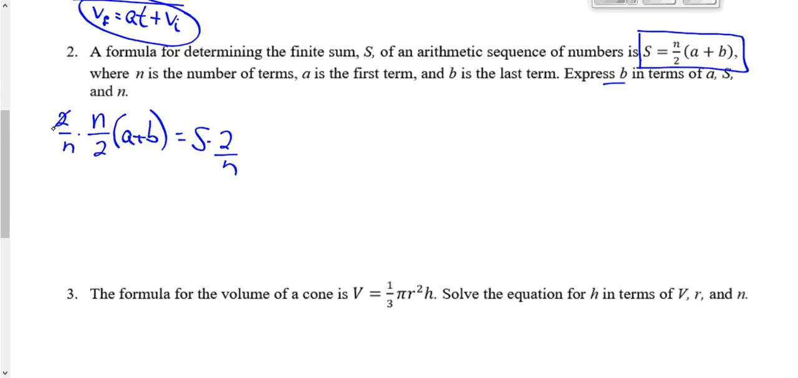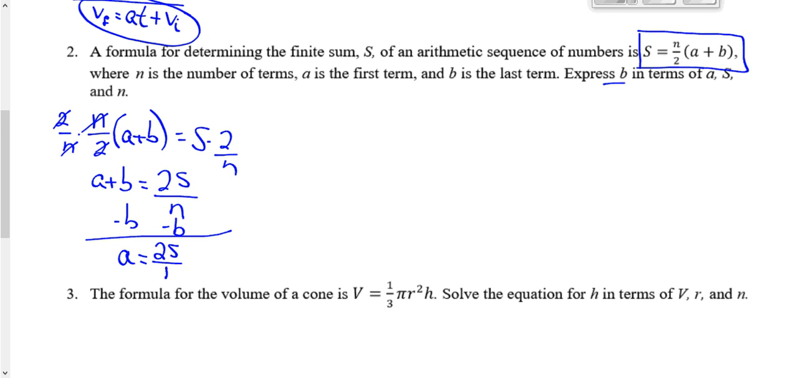So these will cancel, and what are we left with? A plus B equals, we'll just call it 2S over N. It looks better. And finally, subtract B from both sides. The B won't combine in there, so it's just going to get tacked on. So A equals 2S over N, and then just minus B at the end.